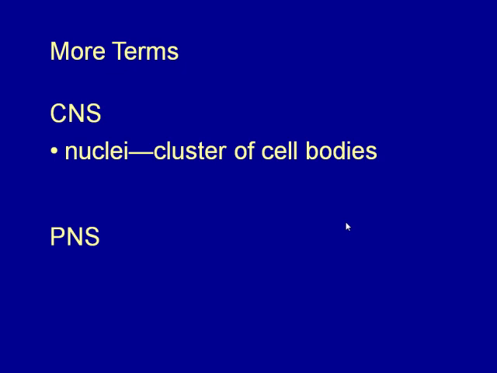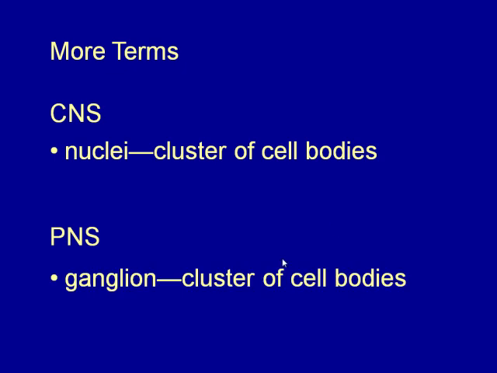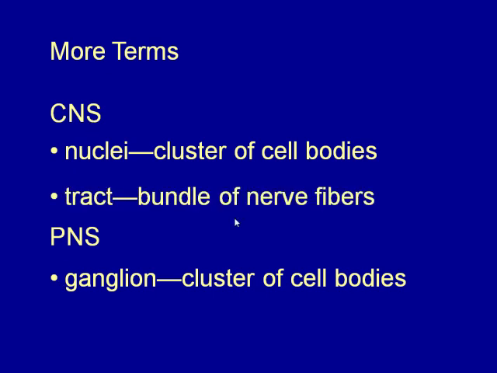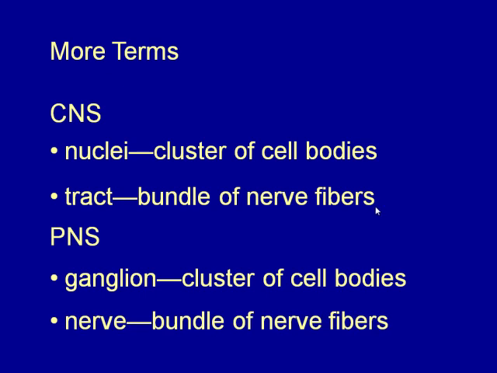And just what you need, some more terms to add to your ever-expanding anatomy and physiology vocabulary. In the central nervous system, if we have a cluster of cell bodies, we're going to call that nuclei. And if we have a cluster of cell bodies in the peripheral nervous system, we're going to refer to that as a ganglion. Same thing, but in different locations, they're going to have different names. In the central nervous system, if you have a bundle of nerve fibers, and these will primarily be axons, we're going to refer to that as a tract. But in the peripheral nervous system, that same bundle of nerve fibers is referred to as a nerve.